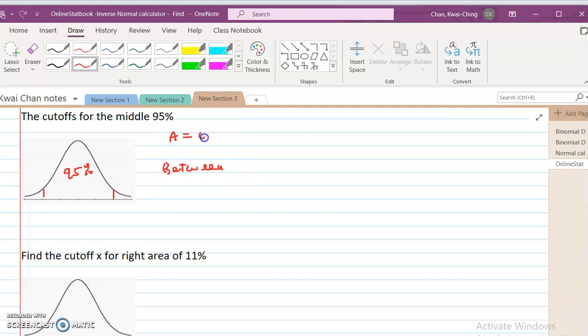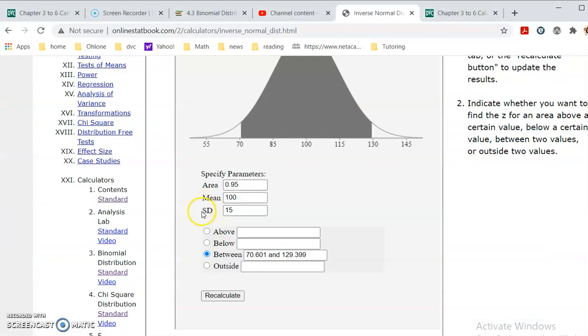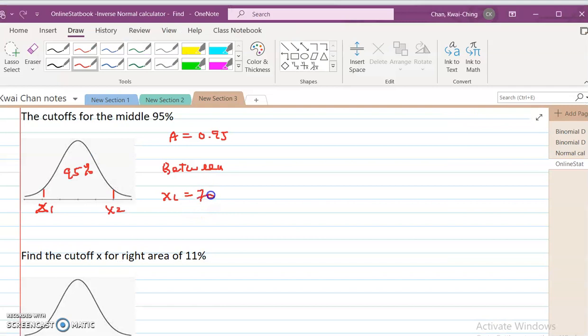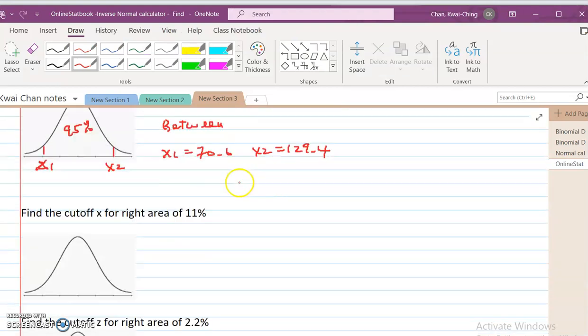Area is 0.95. So the cutoff will be x1 and x2. x1 is 70.6. x2 is 129.4. So that's how you do between. Let's do the second one.